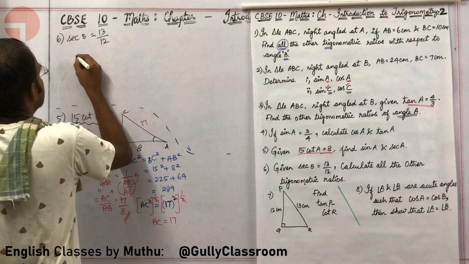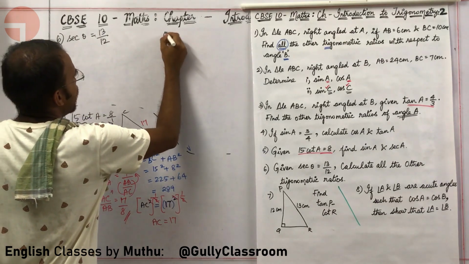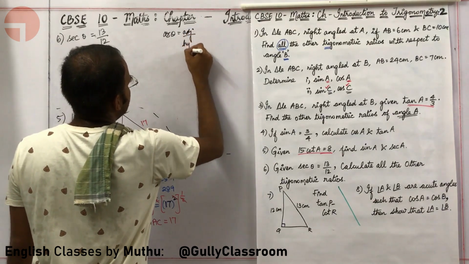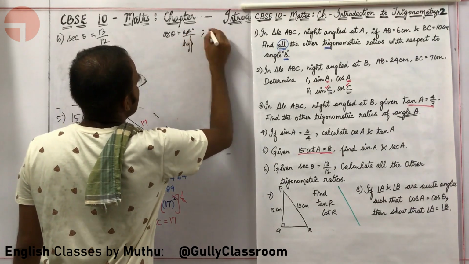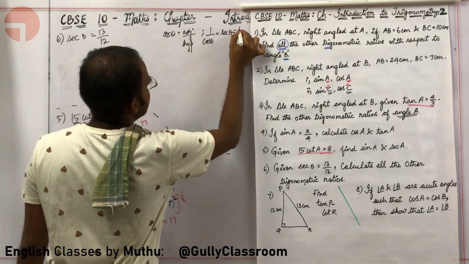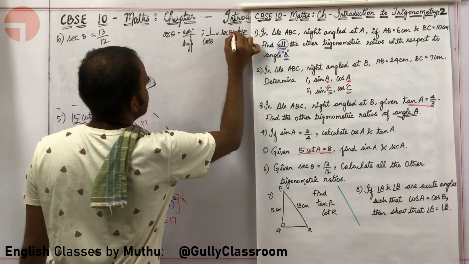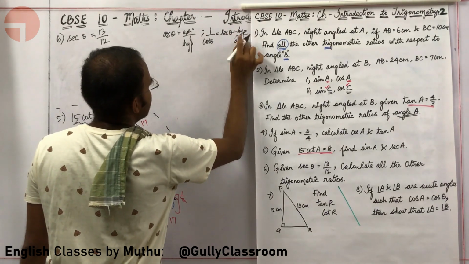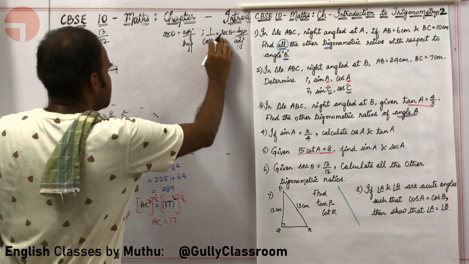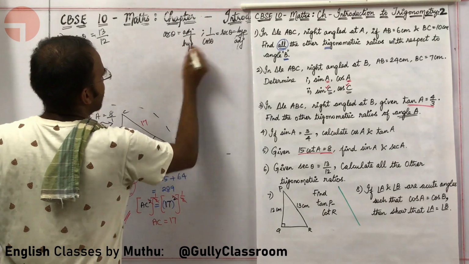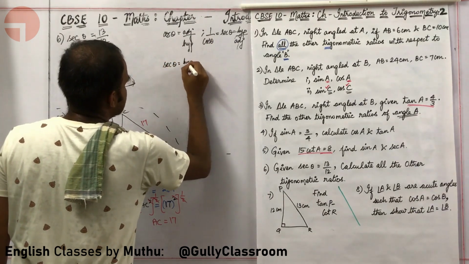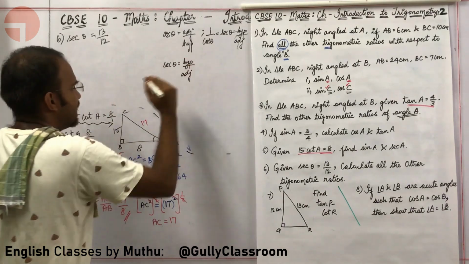Let us say cos theta is adjacent side divided by hypotenuse. If you take the reciprocal of cos theta, 1 by cos theta is simply secant theta. You will get hypotenuse divided by adjacent side. In a similar way, secant theta is nothing but hypotenuse divided by adjacent side.